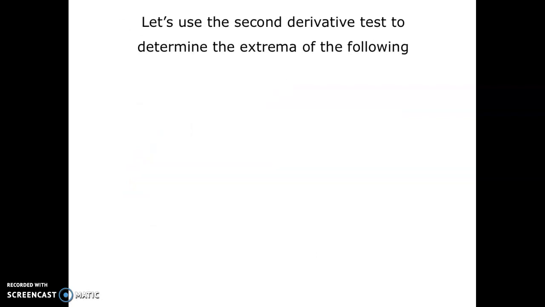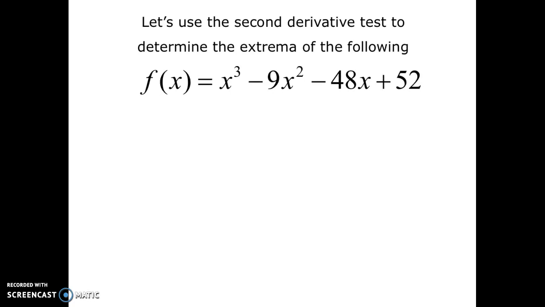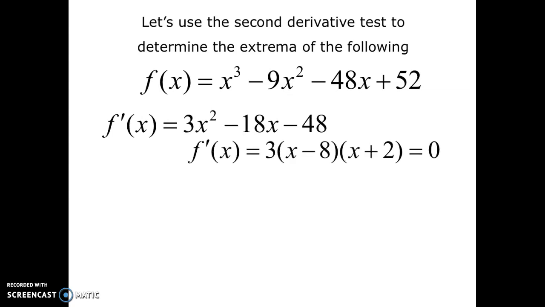Okay, so now let's do another example, but this time let's use the second derivative test to determine the extrema of the following function. So let's take the first derivative and set the first derivative equal to 0. A lot of times we can't remember how to factor well. I factored out a 3 here and then factored again. We often will be able to use Mathematica to solve where the first derivative is equal to 0, and we'll be doing that in class, as well as in some other videos. So I have critical points at x equals 8 and x equals -2.